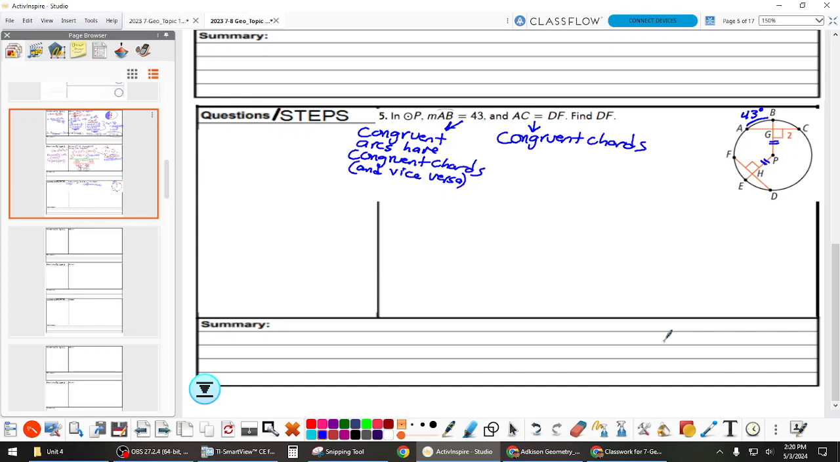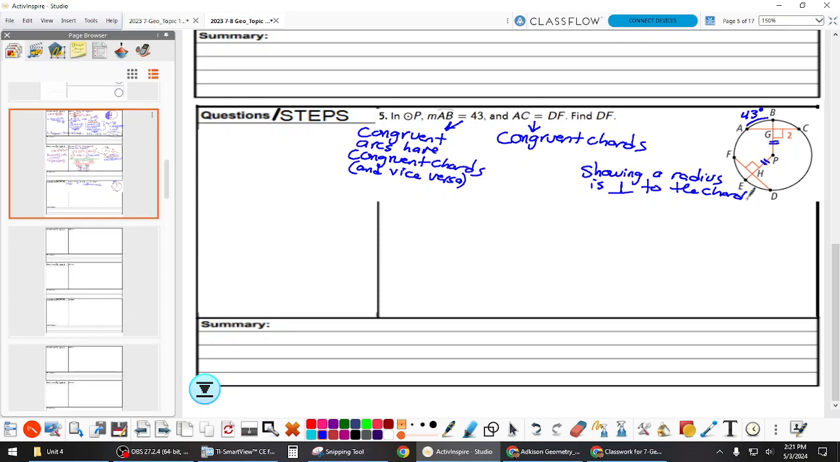Yeah. Because of those 90s? The symbol for perpendicular, remember, is an upside down capital T. So you don't have to write that word. Alright, so we have all these pieces. What is the result of a radius being perpendicular to a chord?